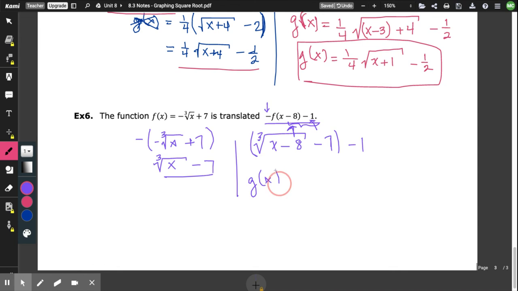So this is now going to give me my g of x. That's got all of the transformations they asked for in it. So that would be the cube root of x minus 8. And then the parentheses there really aren't doing anything, so I can pretend like they're not there. And it would say minus 7 minus 1, which would give me minus 8. And this is my new function. Now answer the questions on the Google form.